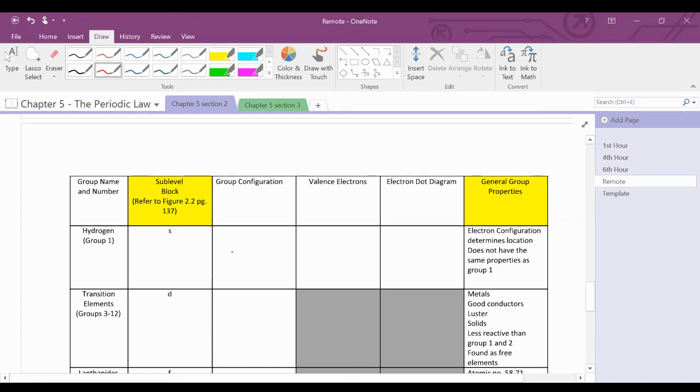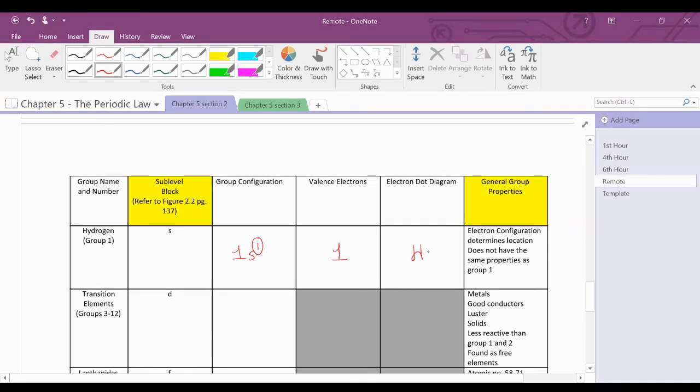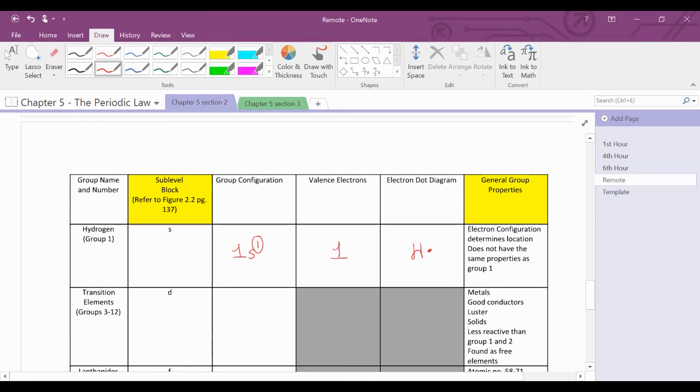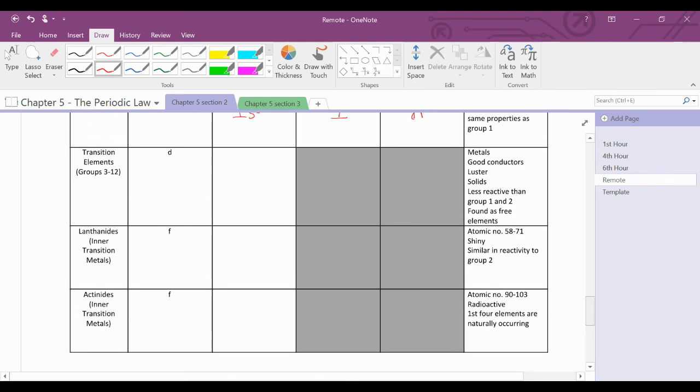Hydrogen's electron configuration we should know is 1s1. This tells me it has just 1 valence electron. And so its electron dot diagram would be its symbol with its 1 dot. Now, for the remaining elements in the table, we're not going to discuss valence electrons, so you won't be required to know valence electrons for transition elements, the lanthanides or actinides, because these can vary.